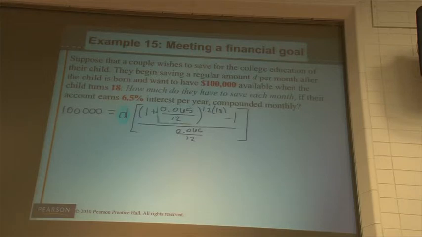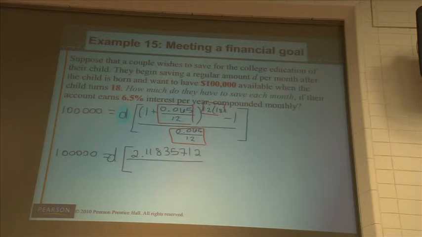Same routine. First things first, simplify these three values. So we've got $100,000 is equal to our deposit times, okay, I went ahead and did some of this. Across the top, after you simplify the two boxes in red on the top, add the 1, raise it to the power, and so forth, you should get 2.11835712, and then across the bottom, 0.00541666667.